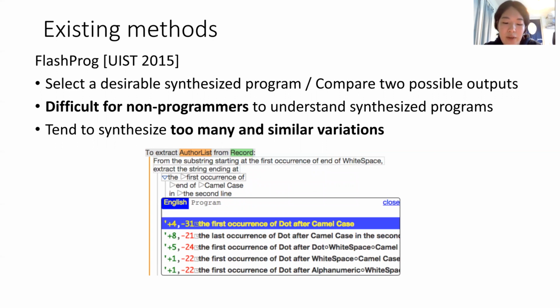Ambiguities can be resolved by allowing the user to directly edit the synthesized programs. FlashProg is a program-centric approach for disambiguation, where the system shows synthesized programs to the user and lets them select the one that best describes their intention. Users can also compare two programs by observing their outputs and picking a desirable one. One problem with such a program-centric approach is that it is too difficult for non-programmers to understand natural language explanations of the synthesized programs. Another problem is that it tends to synthesize too many and similar variations, and comparing all of them is tedious.